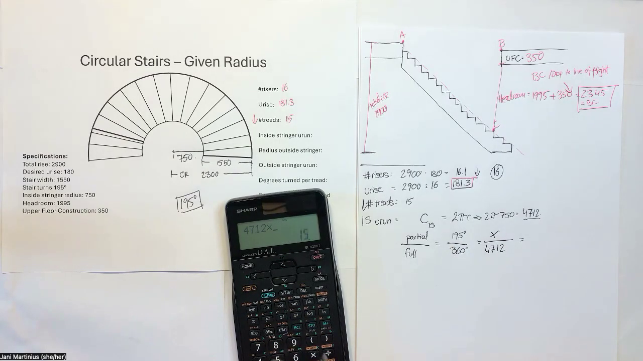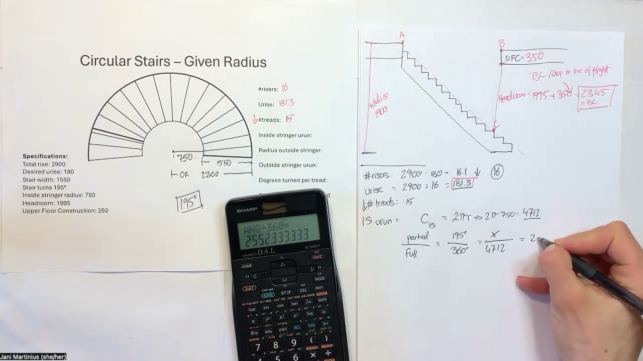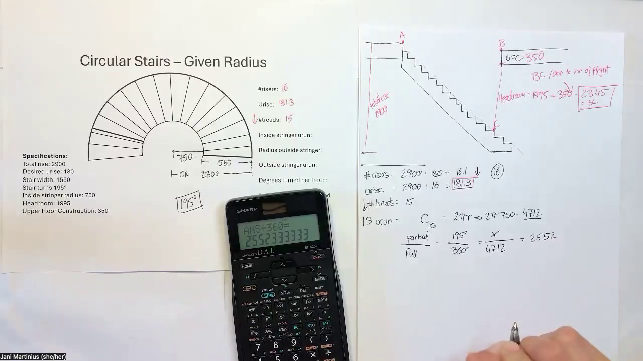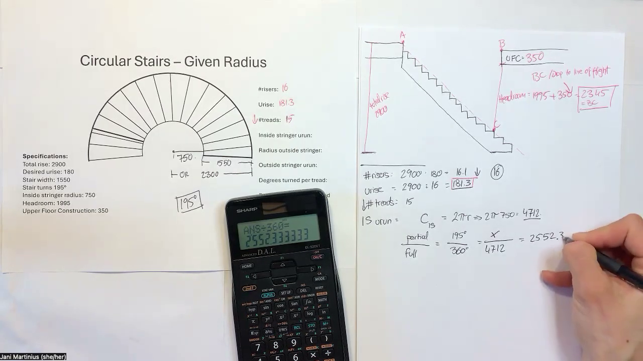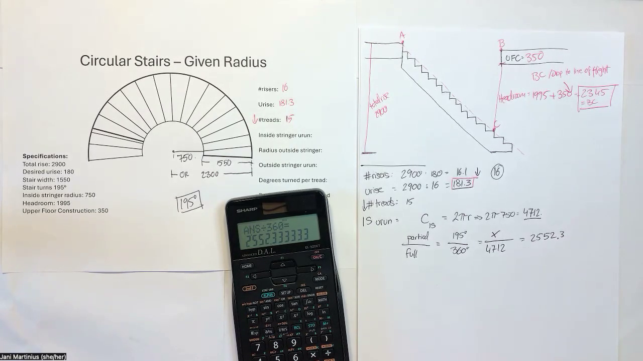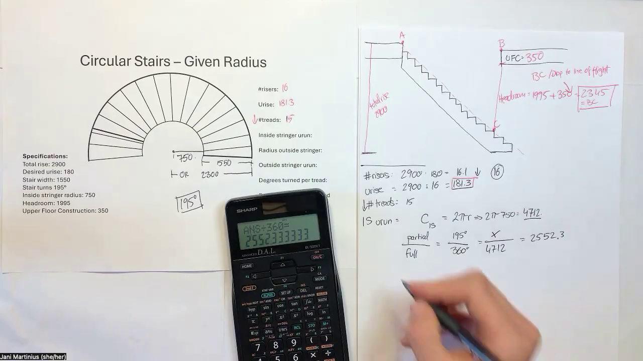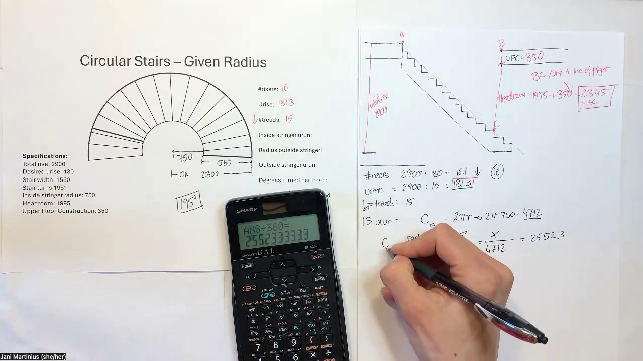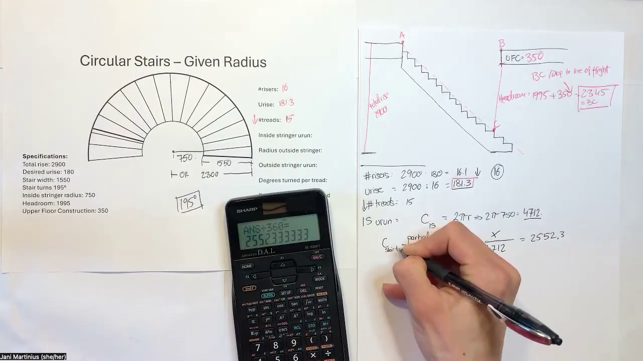4712 times 195 divided by 360 gives us 2552, maybe we'll put the 0.3 in there. Awesome. Now, that is the circumference of the stair on the inside.